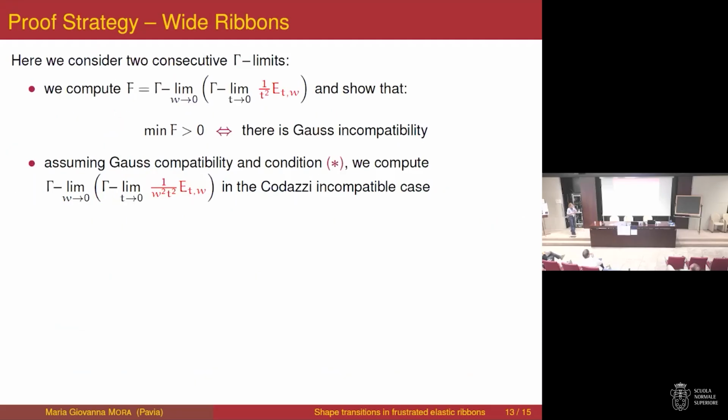Instead, for wide ribbons, as I mentioned beforehand, what we do is to compute two consecutive gamma limits. First with respect to T and then with respect to W. And so when there is Gauss incompatibility, we show that the gamma limit has a positive minimum, and so this gives us the scaling. While if there is Gauss compatibility and we have the additional condition, the minimum of this gamma limit is 0. And so we can rescale further.